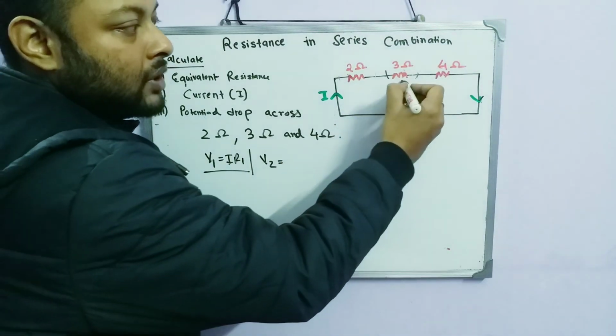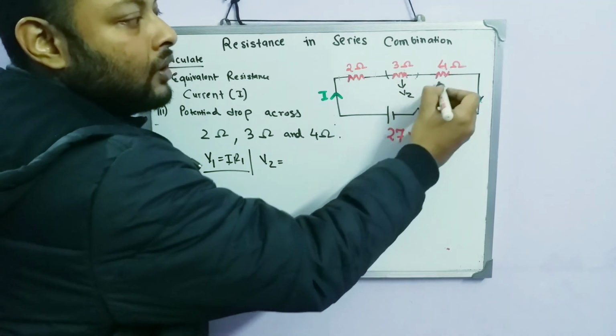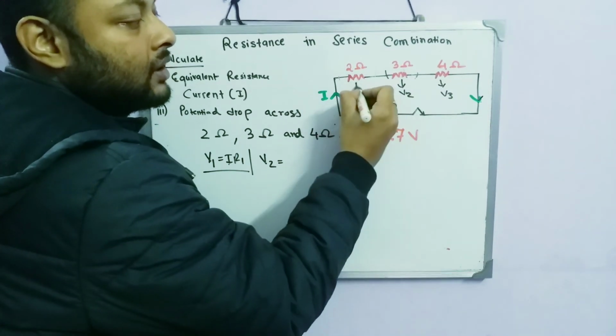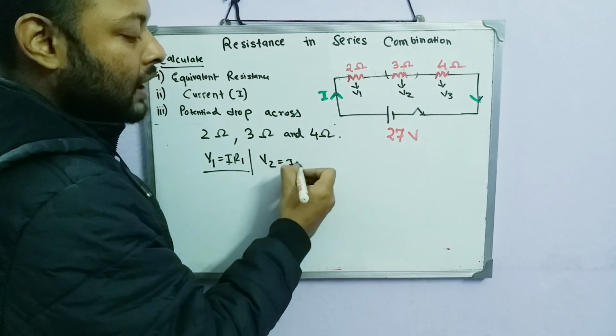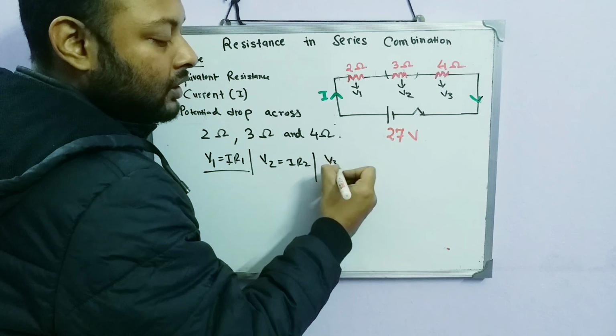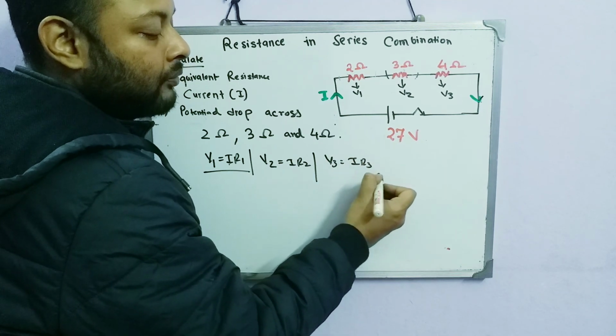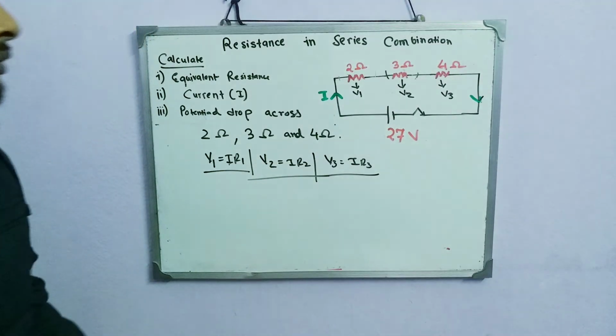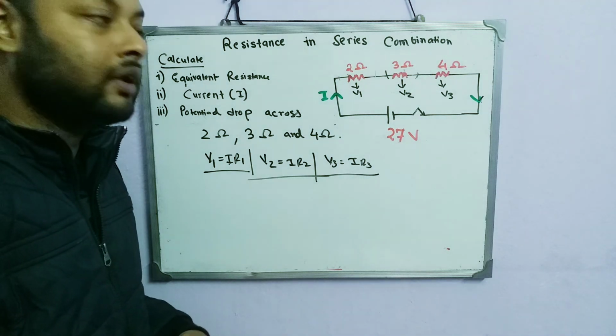Potential drop across 3 ohm is how much? Suppose the potential drop over here is V2, this is V3 and this is V1. So V2 will be I into R2, and potential drop across this 4 ohm, V3, will be I into R3. Use these three formulas, you will get the correct answer only.